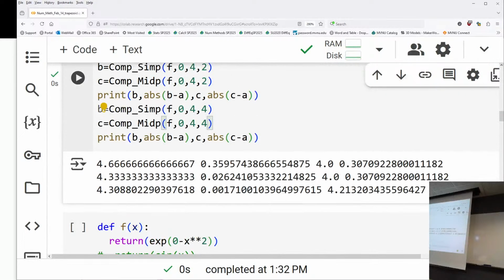Okay, now at least the composite midpoint is getting better. So this is 1 Simpson, 2 Simpsons, 4 Simpsons. 1 midpoint, 2 midpoints, and then 4 midpoints. So it's getting closer, but it's going pretty slowly.